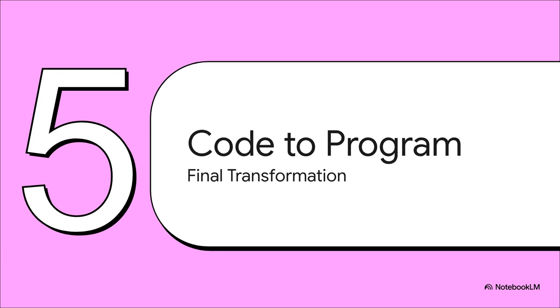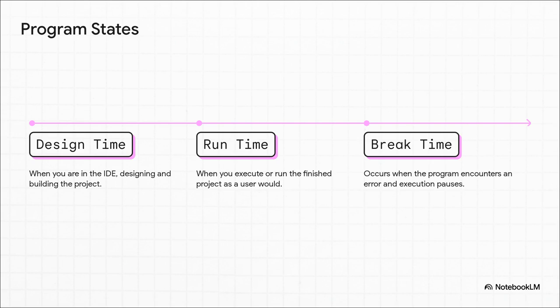Okay, we've designed our form, we've written our instructions inside these event procedures, we have all the pieces. So how does this whole collection of blueprints and notes get turned into a single file that anybody can just double-click and run? Well, to understand that last step, you gotta know that a program really lives in 3 different states.